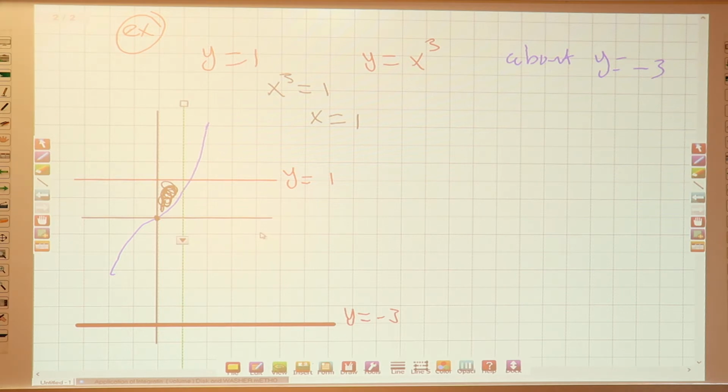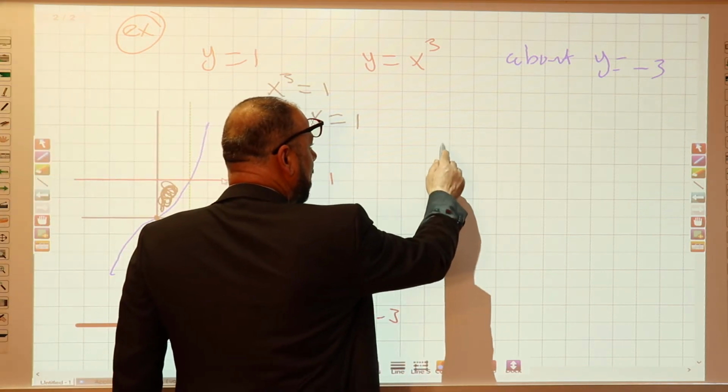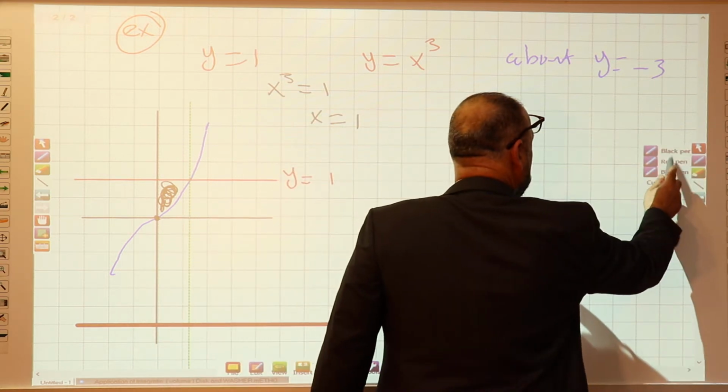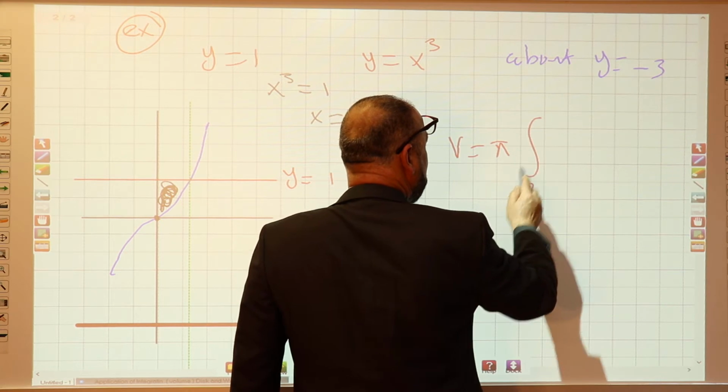Now, when we revolve this guy here, I'm going to move it here, not that one. When we revolve here, we have two radii, right? We have the first radius. We know our integration, volume, pi, because we're in the shell method, goes from 0 to where? To 1.